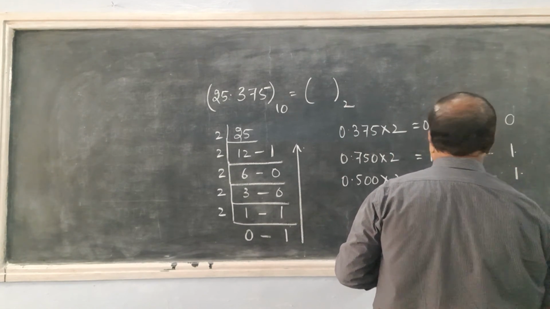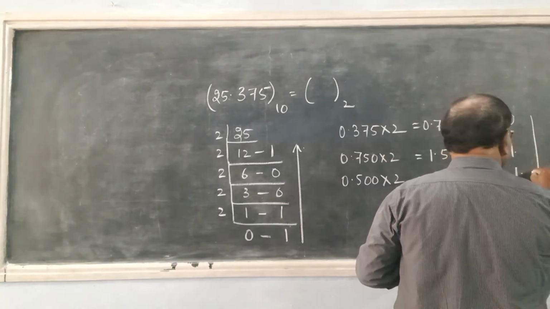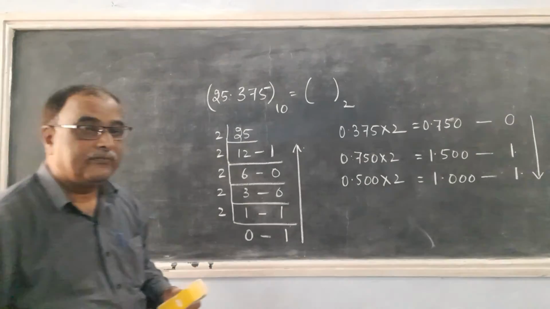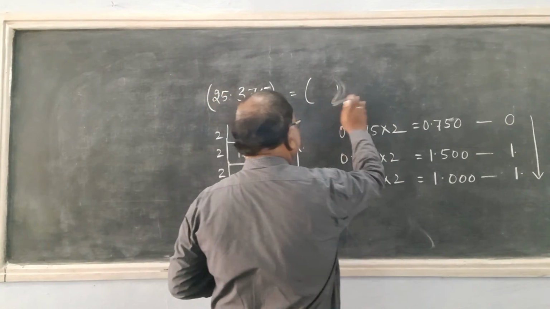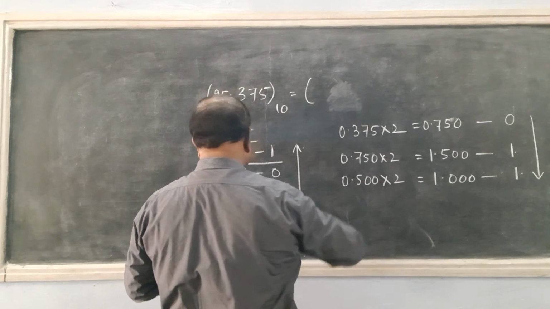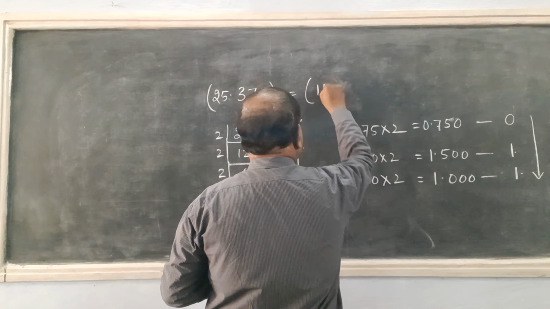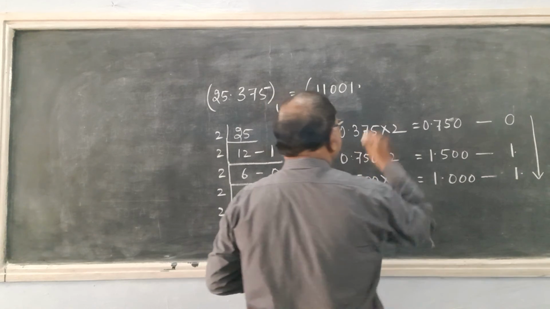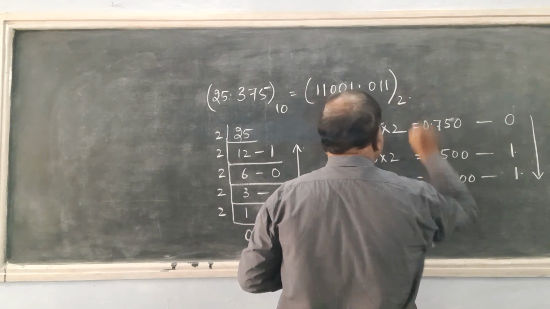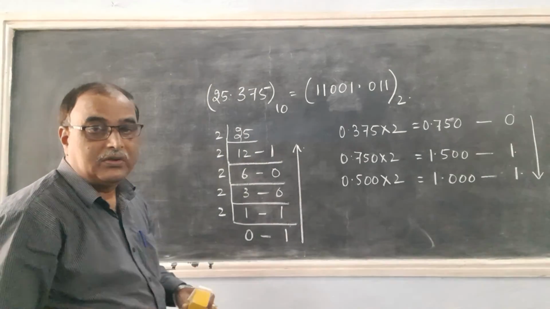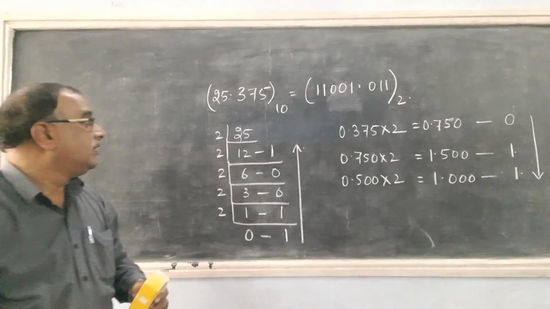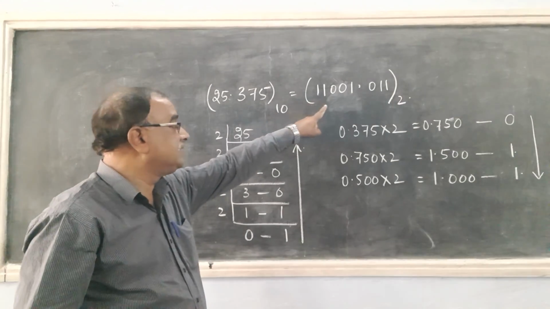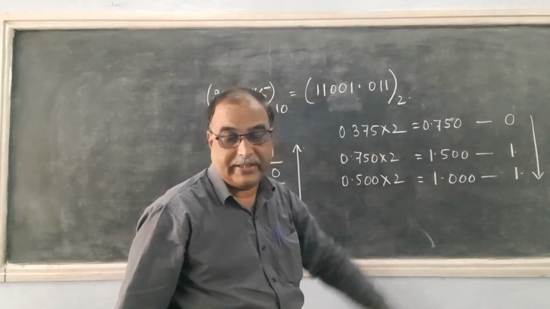So remainder is 1. Therefore you can write the binary number as, say, 25.375 is equal to 11001.011. So this is how you are supposed to write the binary number. So the equivalent of 25.375 in binary is 11001.011 in the binary system.